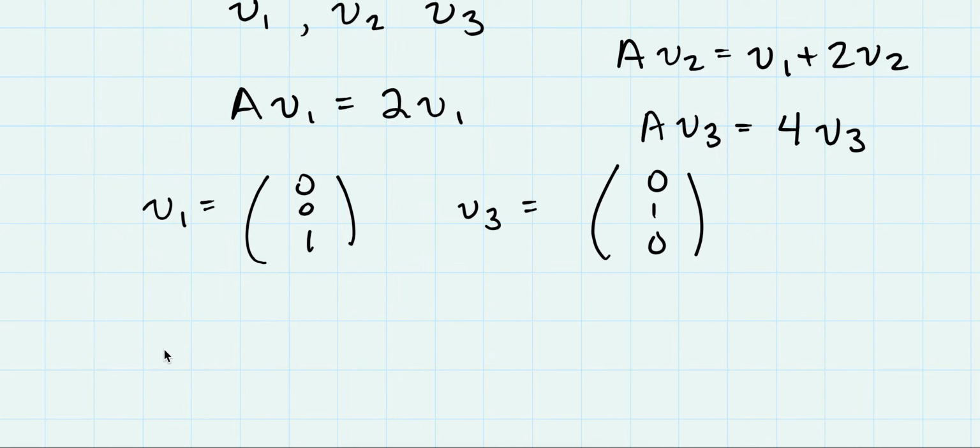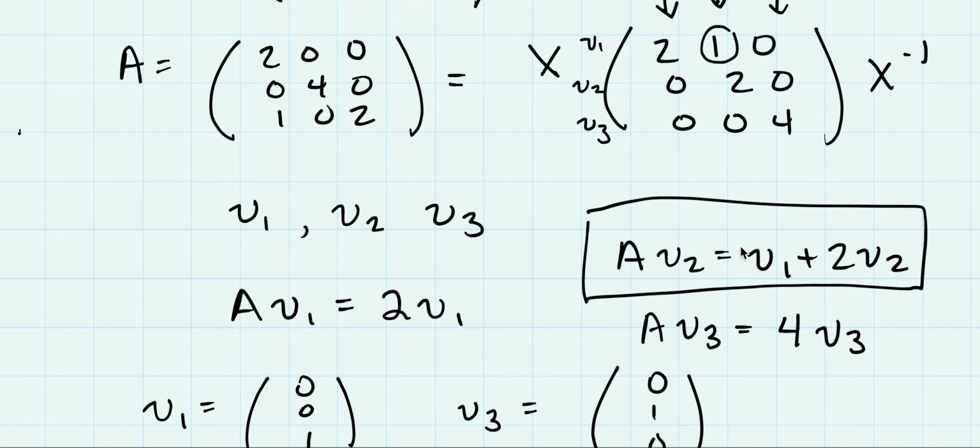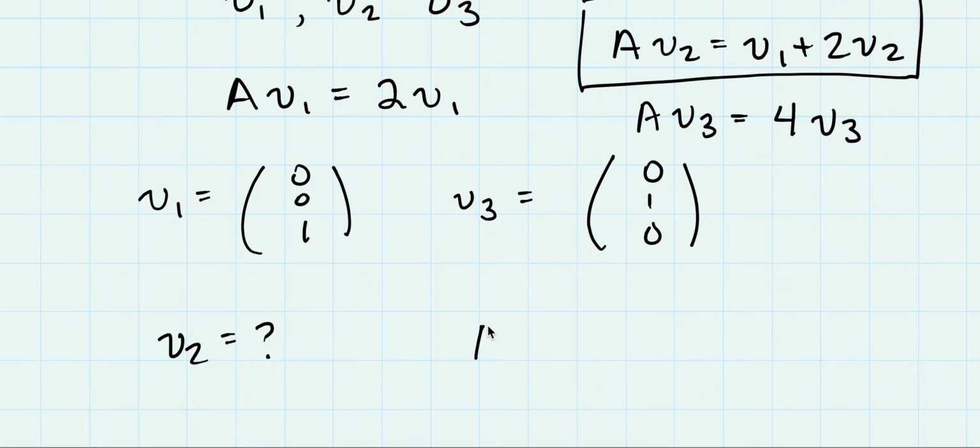And then v2, we need to figure out what v2 is, and that's the hardest part. We need to satisfy this equation here, that A v2 is equal to v1 plus 2v2. I can move the v2s to the one side, and I get that A minus 2 times the identity matrix, v2, is equal to v1.